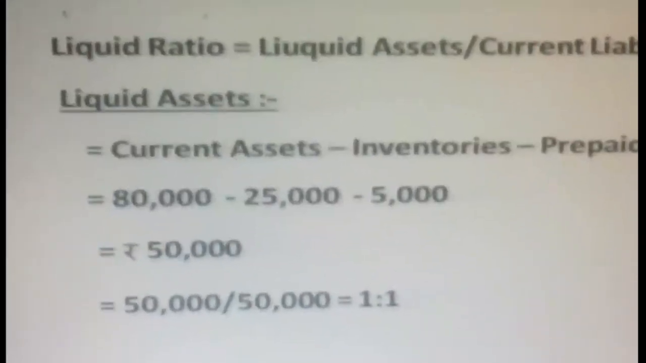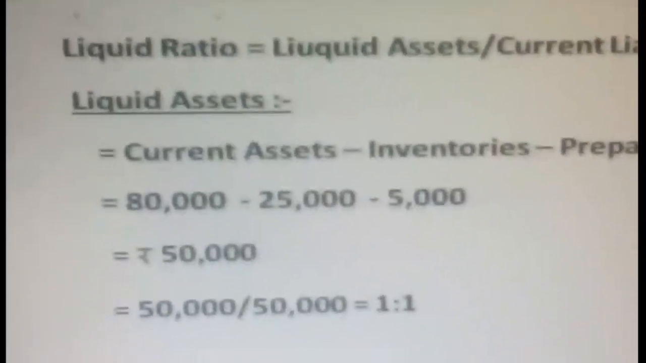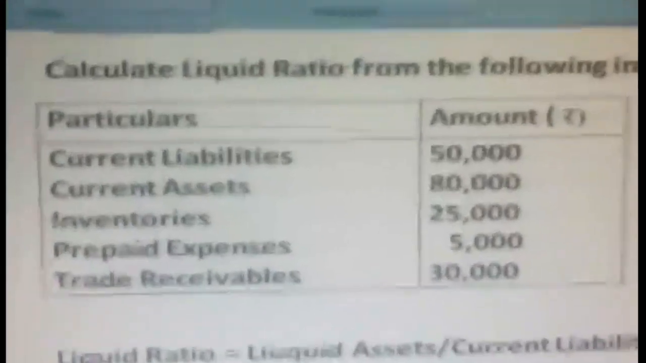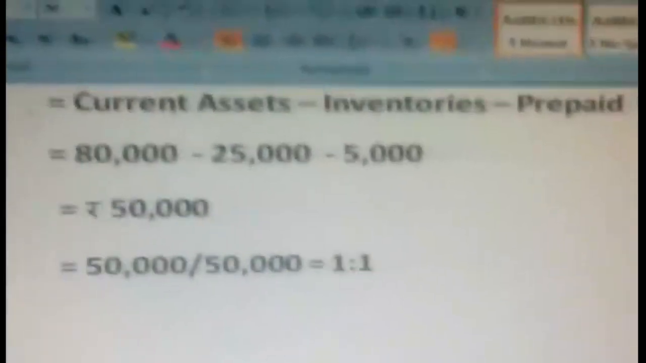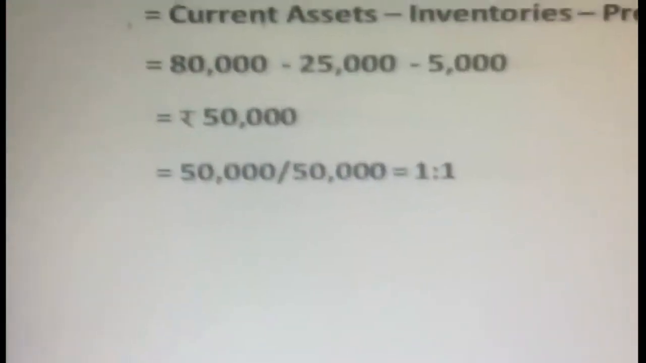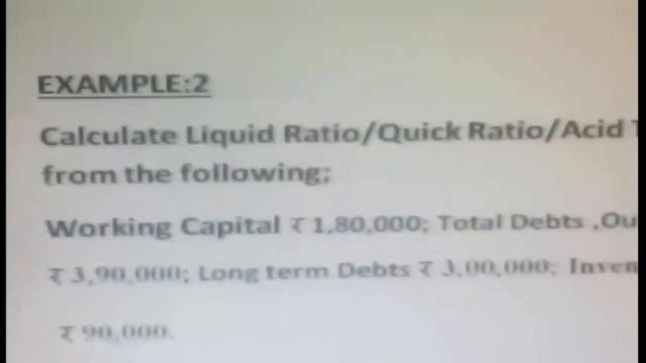Now you can substitute in the formula: quick assets divided by current liabilities. Quick assets we just got as 50,000, and current liabilities are already known to be 50,000. So 50,000 divided by 50,000 gives 1:1. That is the proportion. So in this problem, we identified the liquid ratio as 1:1.